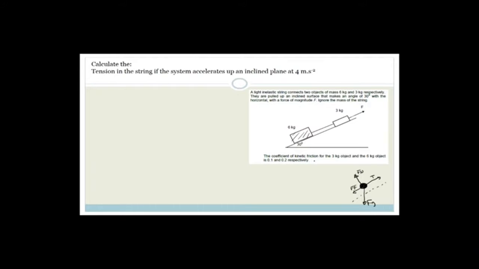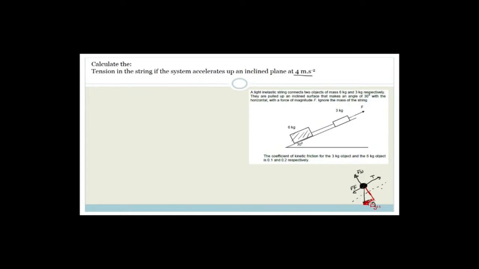Now it says, calculate the tension in the string if the system accelerates up the incline plane at 4 meters per second squared. They're telling you that the system accelerates at 4 meters per second squared. What's nice about this is that because we've been given the acceleration, we don't need to worry about the 3 kilogram right now. So let's talk about the forces acting on this that are causing it to have a net acceleration. The force of gravity is doing two things. It is pulling it down into the ground, and it's pulling it down the slope. So we have another force that was implicit in this diagram, which is the parallel component of the force of gravity.